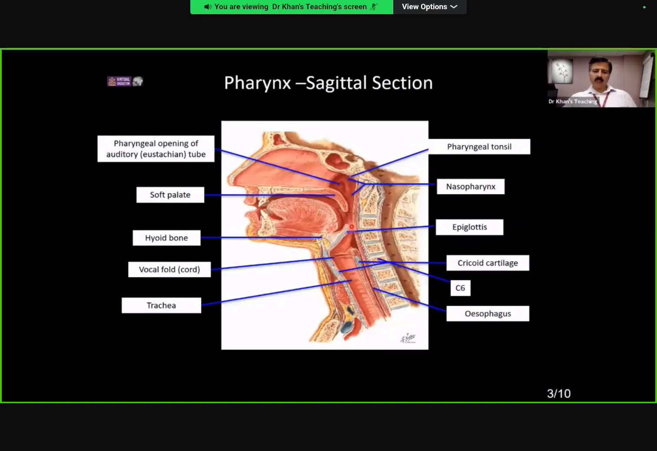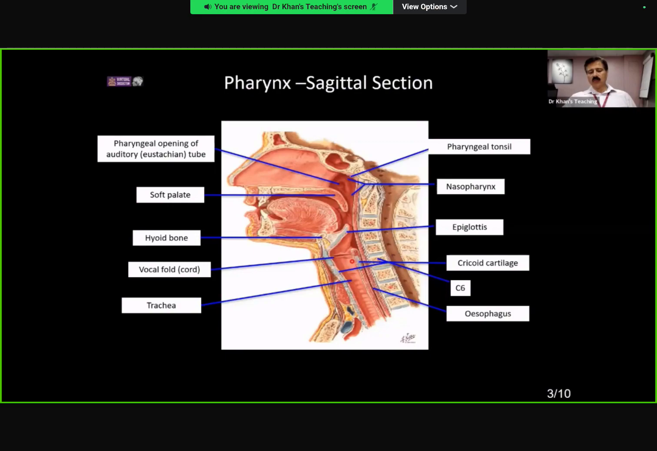Now, anything which is below that is known as the hypopharynx, also known as the laryngopharynx. In radiology, usually we use the word hypopharynx. Anatomists commonly use the word laryngopharynx. It's the same thing. Now, the hypopharynx is where the piriform sinuses are, and it is in continuity with the esophagus at the C6 level.